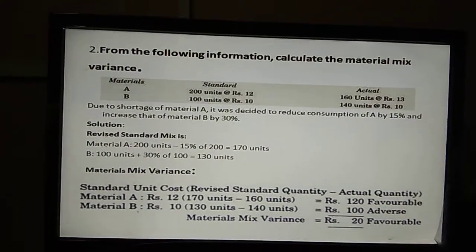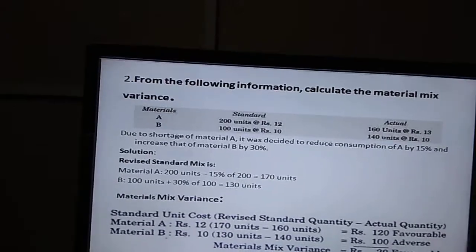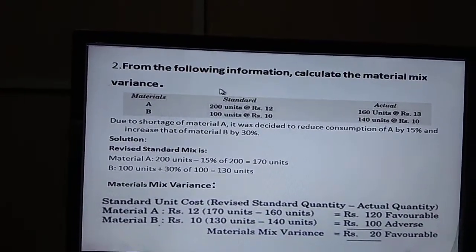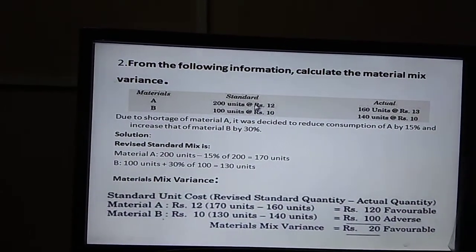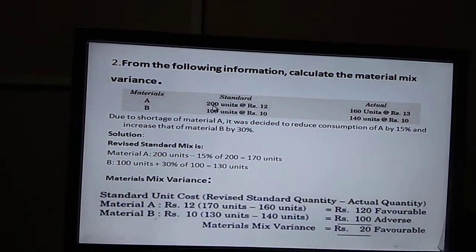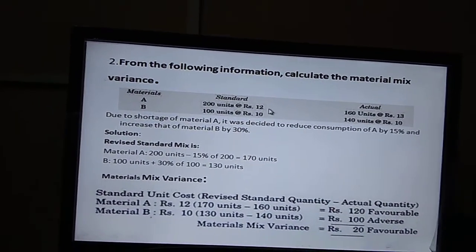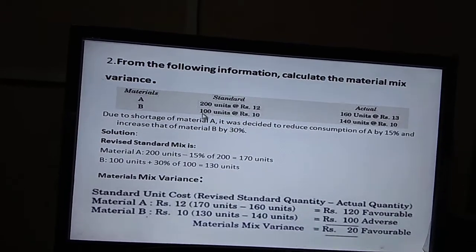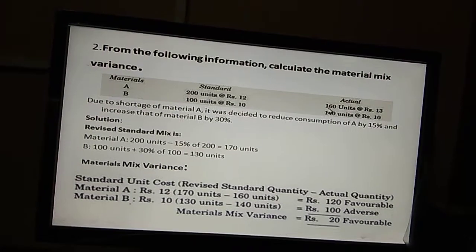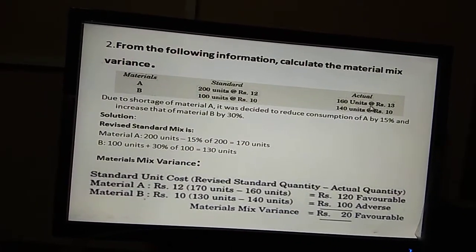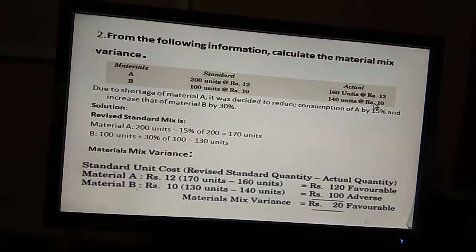This is the first problem we have solved. Now we'll go to the second problem. From the following information, calculate the material mix variance. So materials are given A and B. Standard is given for every 200 units of material A at rupees 12 each, and material B is 100 units at rupees 10 each. Actually used is 160 units of A at rupees 13 each, and B used is 140 units at rupees 10 each.